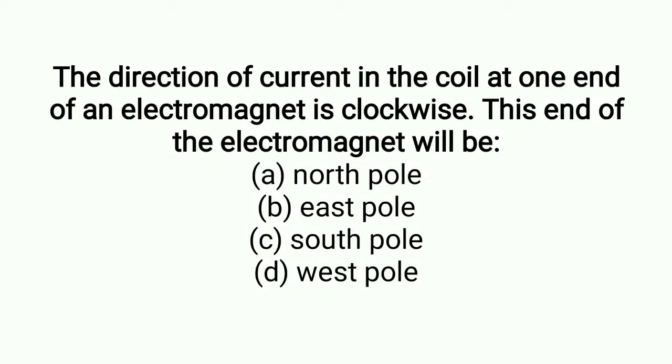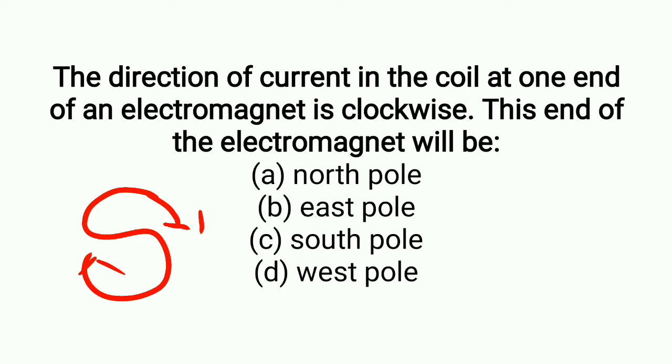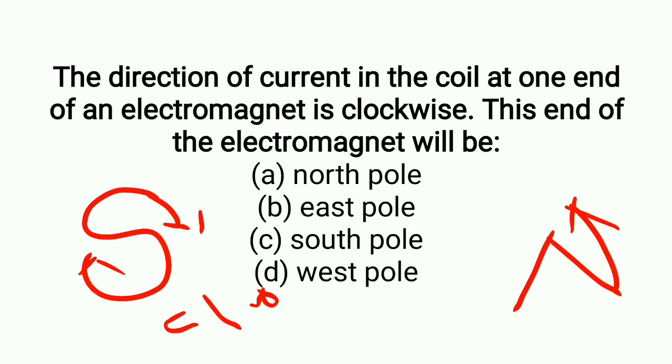The direction of current in the coil at one end of an electromagnet is clockwise. This end of the electromagnet will be. So let me tell you the clock rule. For the south pole, the direction of current is clockwise. And for the north pole, the direction of current is anti-clockwise.